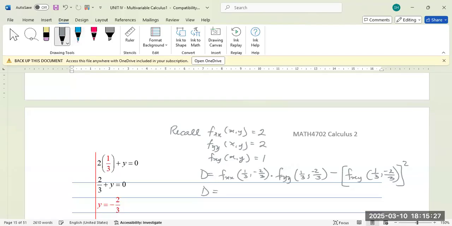So D is going to be equal to f of xx times f of yy minus f of xy squared. You notice I don't have any x and y values here, so I don't have anything to substitute in. So all I'm going to say is 2 times 2 minus 1 squared. 2 times 2 is 4. 1 squared is 1. 4 minus 1 is equal to 3. Is that a positive number or a negative number? Positive. Very good. So it's either a relative maximum or a relative minimum. Is f of xx positive or negative? Positive. So we have a relative minimum.